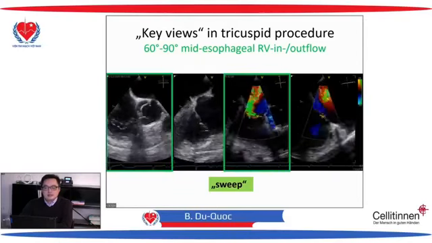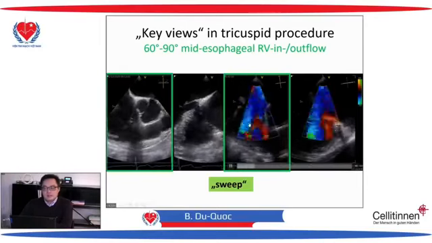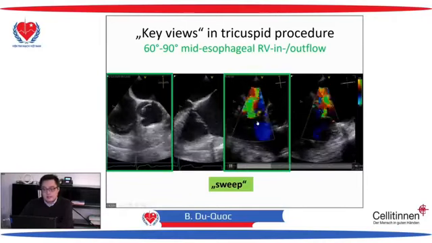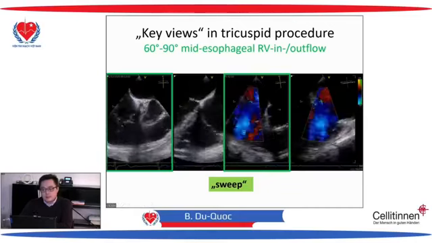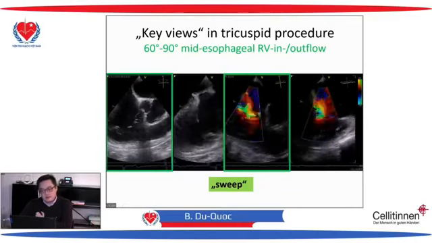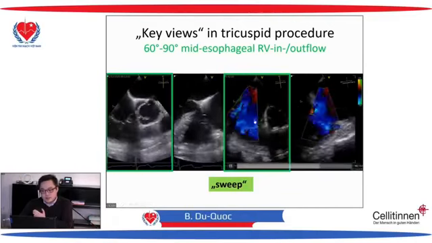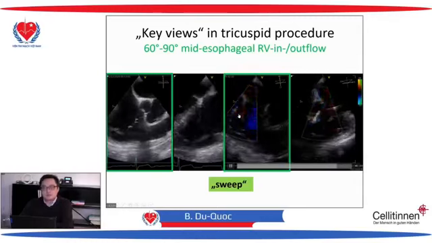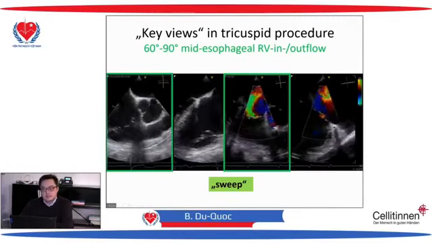Yes, and we do it once again with the color Doppler, and here you see nicely where the regurgitations come from, whether you have an anteroseptal predominant or a posteroseptal predominant regurgitation.